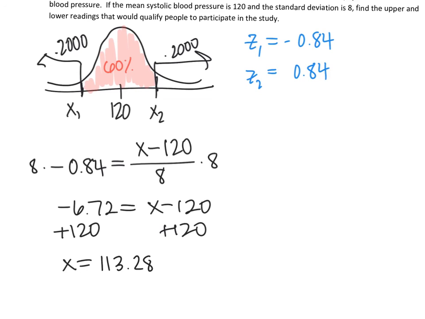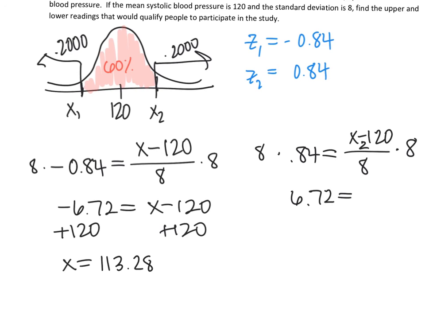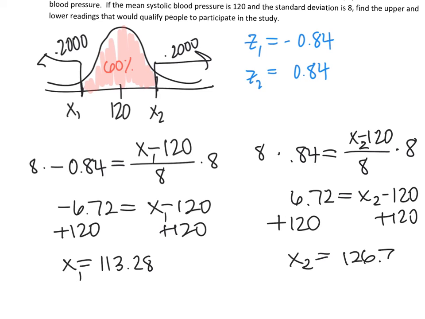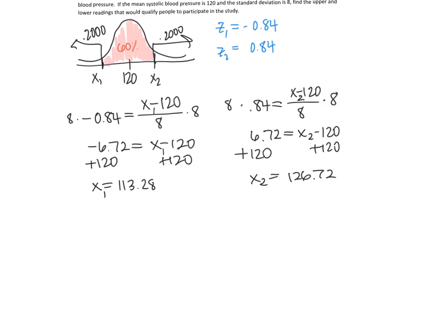Now we need to do the same thing for our positive 0.84 z-score. So 0.84 equals x minus 120 over 8. We're going to multiply both sides by 8, and we're going to get positive 6.72 equals x minus 120. We're going to add 120 to both sides, and we get that our second x value is 126.72.